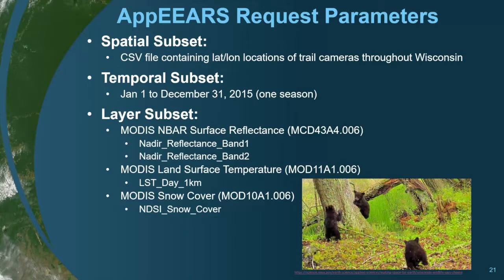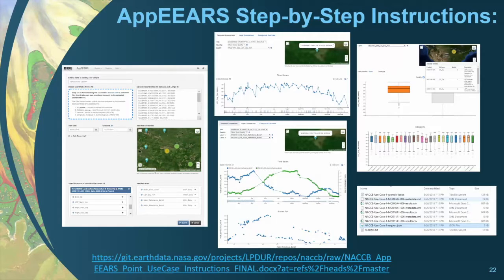So here we have the lat-long locations for some of the trail cams that we will upload into AppEEARS to define our spatial region of interest. We will order data for 2015 and request the layers that I just described. And again, for this use case, I've converted the AppEEARS walkthrough into a step-by-step instructions guide that you can go through at your own pace and on your own time. Here is the link to download that Word document.